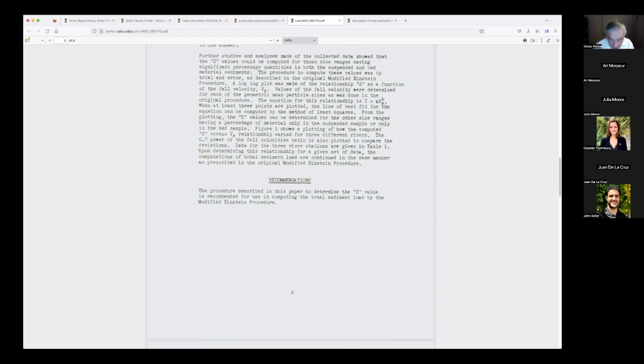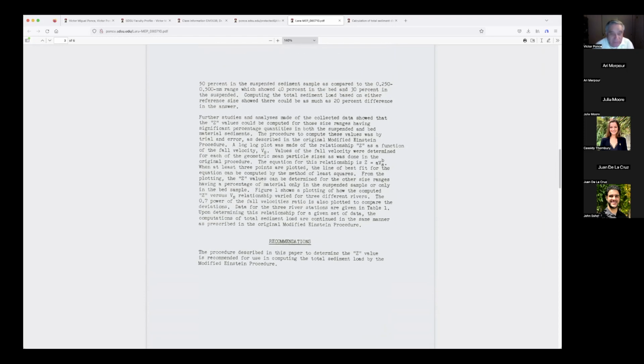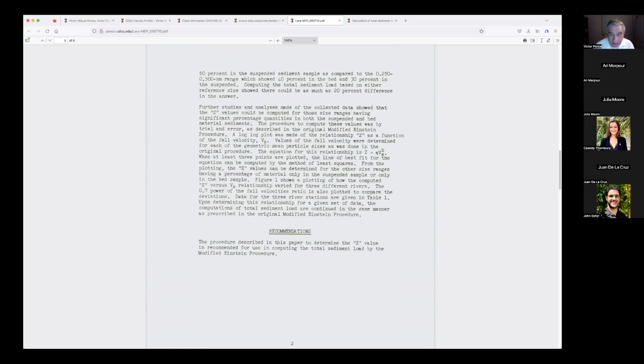So I'm not going to get into it. We already discussed it. We already said that over here, it says a log plot was made of the relationship of Z as a function of the fall velocity. Values of the fall velocity were determined for each of the geometric means, etc. We know that already. The equation for this relationship can be found through fitting a line, a curve actually.